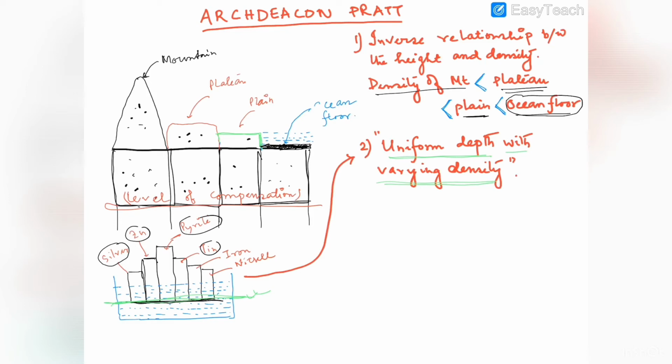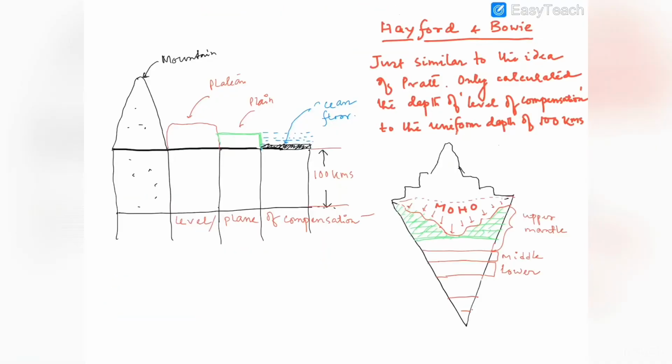Now we will quickly move up to the next scholars like Hayford, Bowie, Joly and Heiskanen, and we will see that they either agreed with Sir George Airy or with Pratt or with both. Now we will straight away move to the ideas of Hayford and Bowie, and we will see their idea is just similar to the idea of Pratt. They didn't do much, only they calculated the depth of the level of compensation, and they said that this lies at a uniform depth of 100 km. So Pratt spoke about a level of compensation, right? And Hayford and Bowie said that that level of compensation lies at the depth of 100 km.